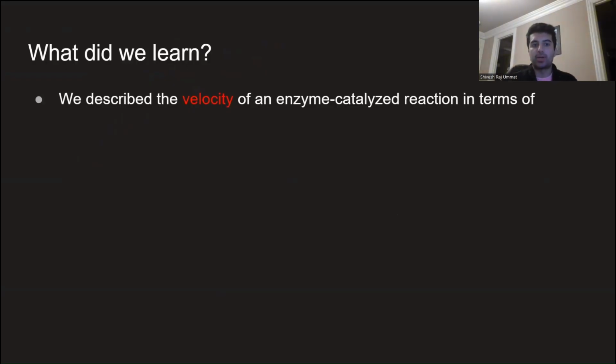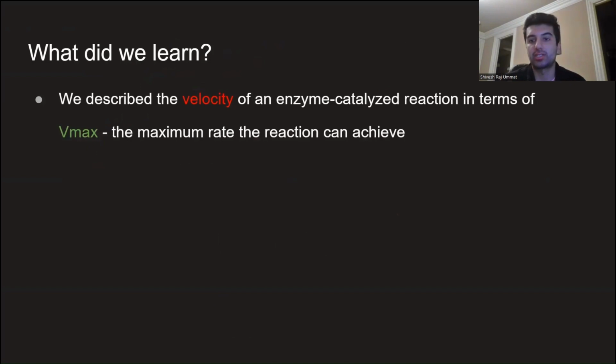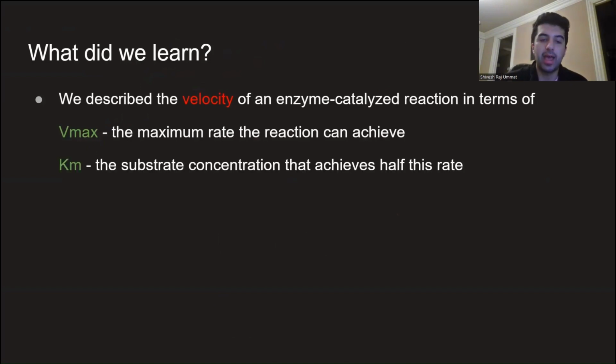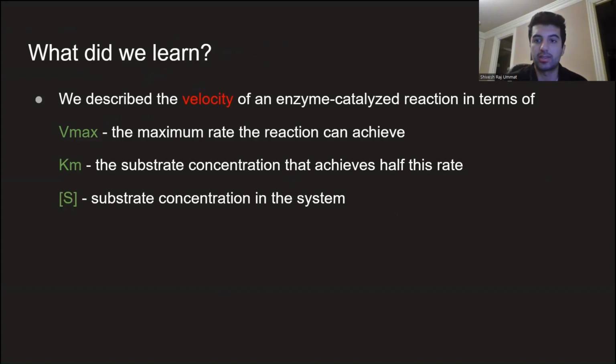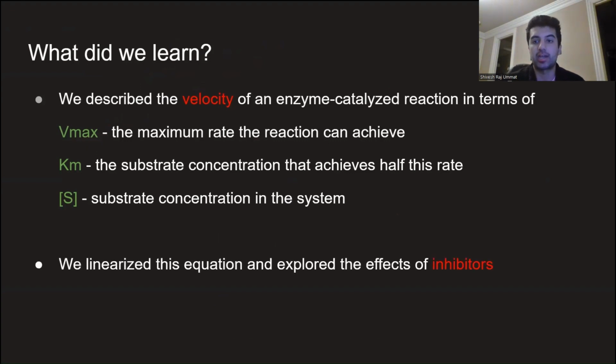So to wrap up, we described the velocity of an enzyme catalyzed reaction in terms of the Vmax, which is the maximum rate the reaction can achieve, the Km, which is the substrate concentration that achieves half of that rate, and lastly, the substrate concentration in the system. And we were able to linearize this equation and explore the effects of inhibitors on our enzyme kinetics.